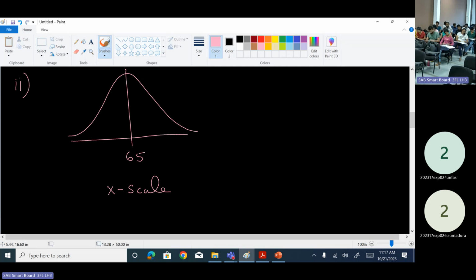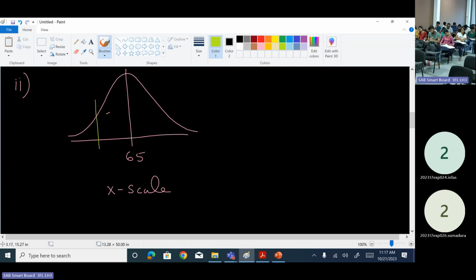If 65 is the pass mark, then 50% of the students will fail. If the pass mark is more than 65, then more than 50% will fail. They say only 12% fail. So where should the mark be, smaller than 65 or larger than 65? Smaller, so it should be on the left. Correctly locating this is the important part here.